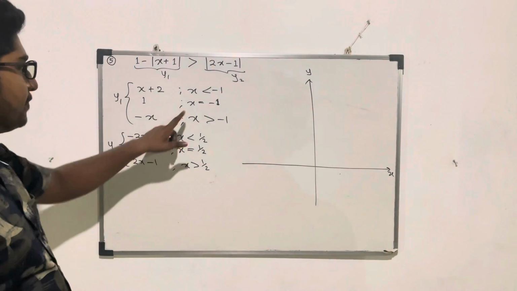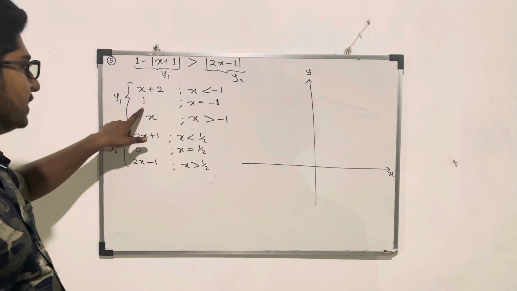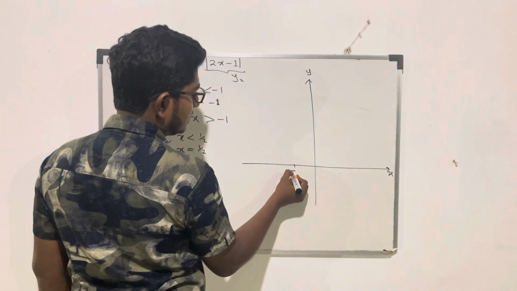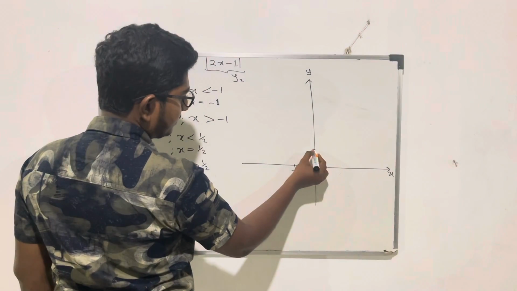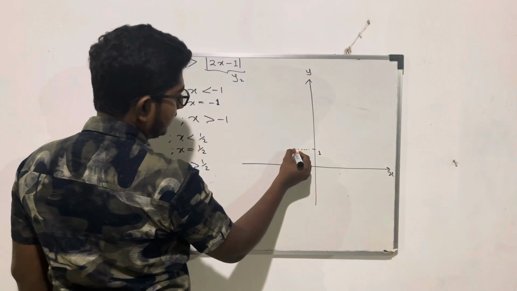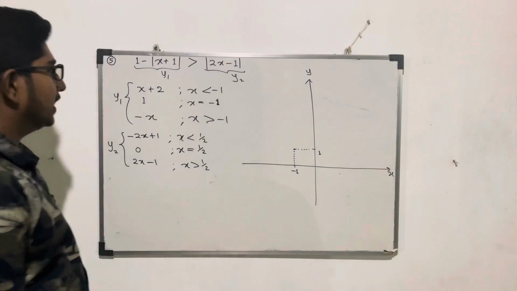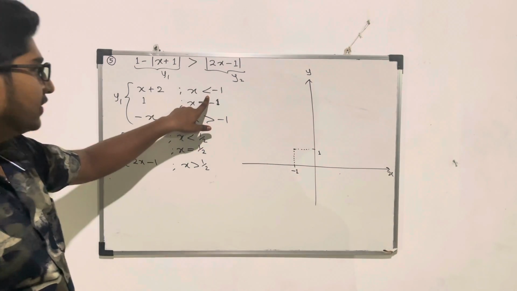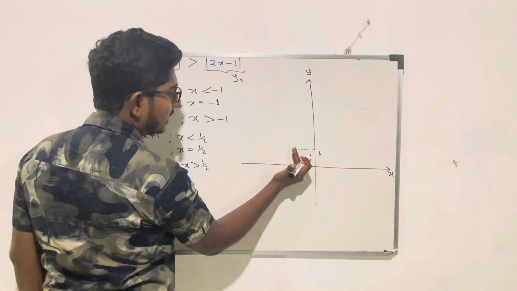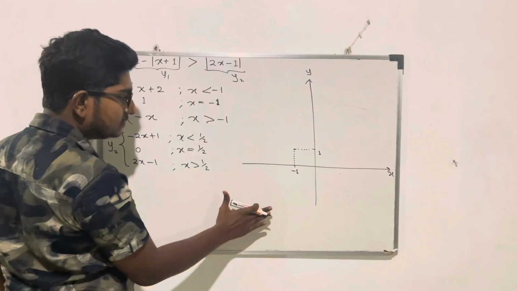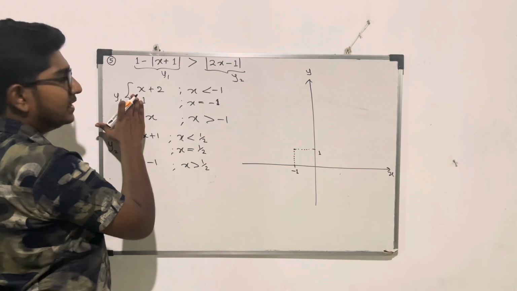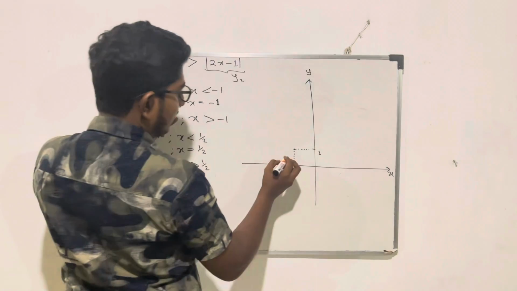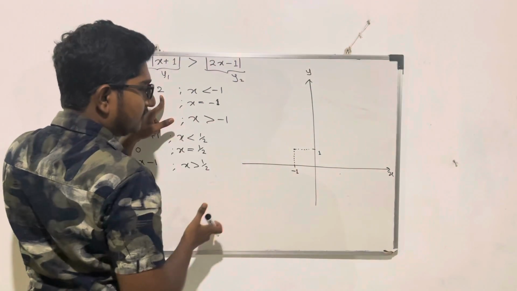First, find the coordinate. x is minus 1. For x minus 1 we have the y value, that is plus 1. So this is the coordinate somewhere here. Then the function x plus 2 is for the value of x when it is less than minus 1. X less than minus 1 is this region. What is the function? X plus 2. Gradient is positive, plus 1. Intercept is plus 2. So gradient positive means increasing graph like this.